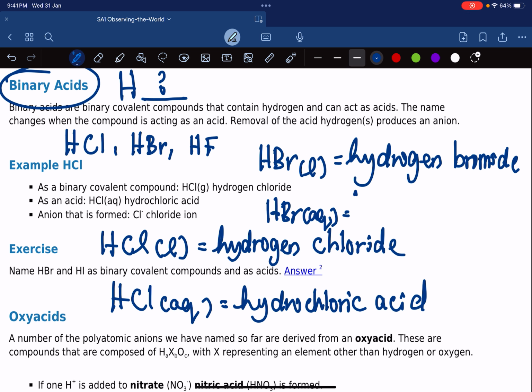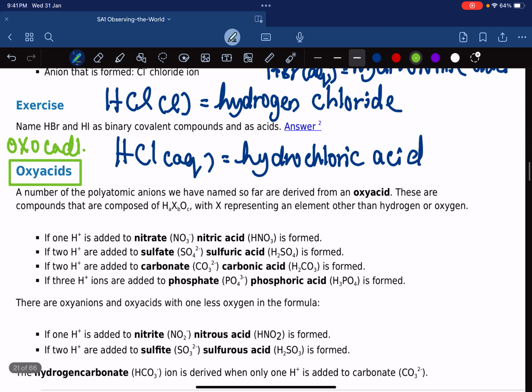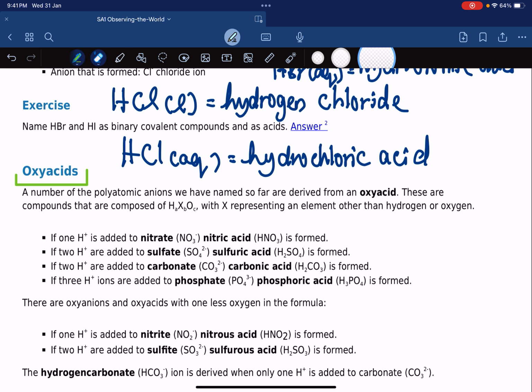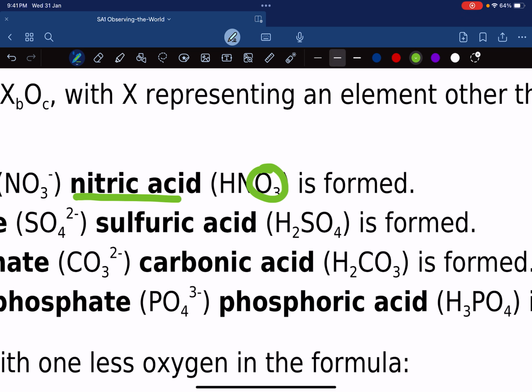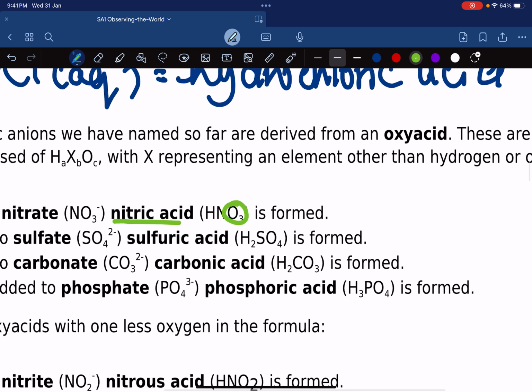All right, that brings us to this part here. It talks about oxyacids. Oxyacids are also called oxo acids. Oxo or oxy basically means there is oxygen in the acid. Look at these acids here. This is nitric acid, and there is oxygen in nitric acid, so nitric acid is an oxo acid. Sulfuric acid has oxygen in it, so it's also an oxo acid. Then there's carbonic acid and phosphoric acid.